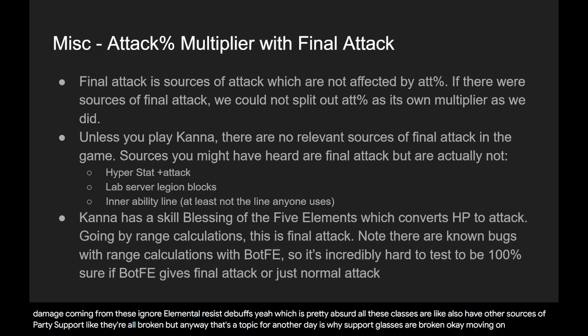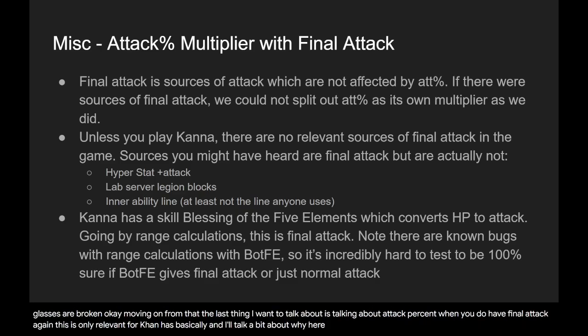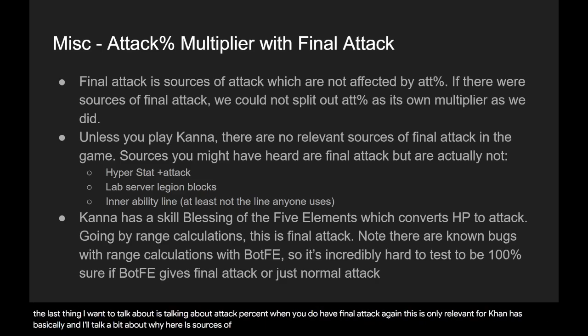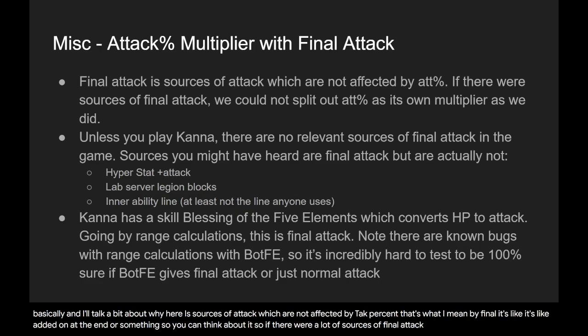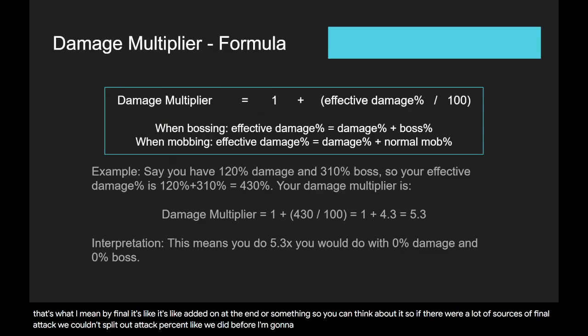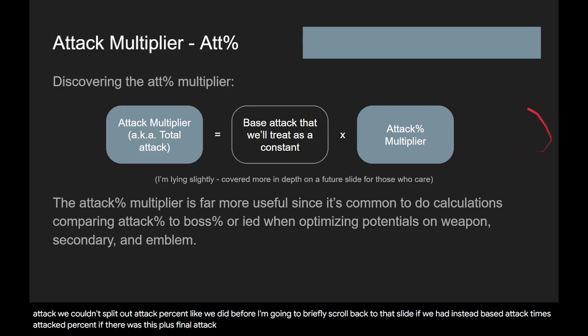Okay, moving on from that, the last thing I want to talk about is attack percent when you do have final attack. Again, this is only relevant for Kanas basically, and I'll talk a bit about why here. Final attack is sources of attack which are not affected by attack percent. That's what I mean by final. It's like added on at the end or something. If there were a lot of sources of final attack, we couldn't split out attack percent like we did before. I'm going to briefly scroll back to that slide. If we had instead a base attack times attack percent, plus final attack at the end here, then attack percent would not be directly affecting our damage.